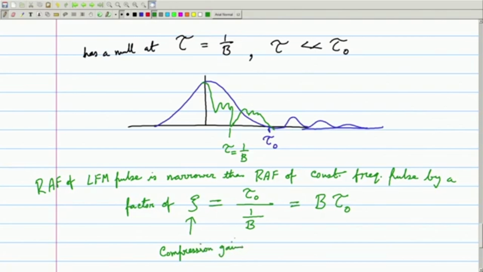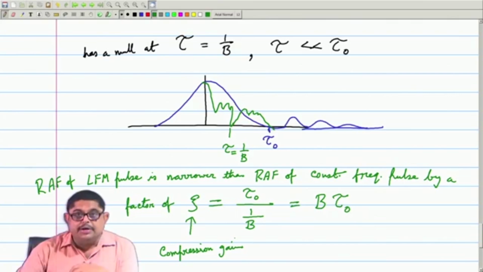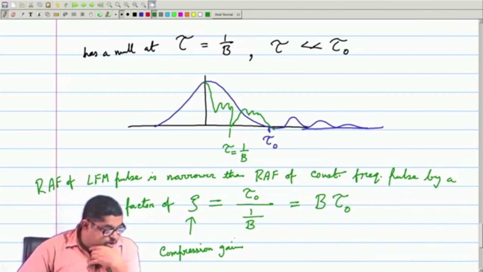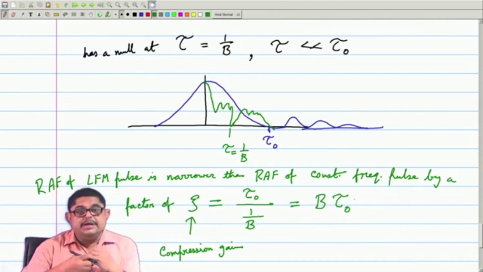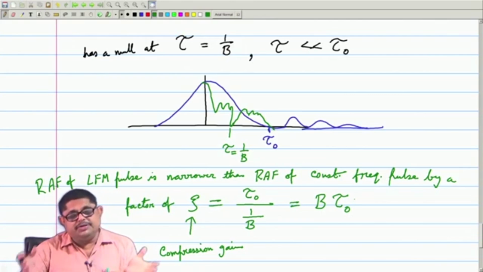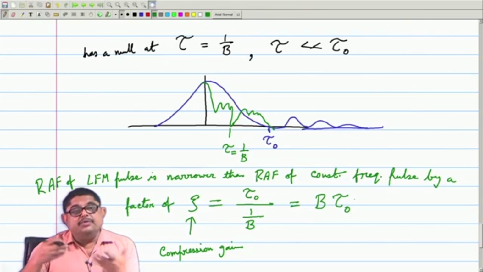This zeta is the compression gain. So, how much have we achieved? By giving the frequency modulation in the transmitted pulse, we have achieved a narrowness by a factor of b into tau naught. I think you are recognizing b into tau naught. This is the important thing. Actually, this is also related to the product of the two resolutions. So, that b tau naught is coming. We will do a sample calculation, because already for a constant frequency pulse we have done the resolution calculations. We will recalculate that for an LFM pulse in the next class. Thank you.